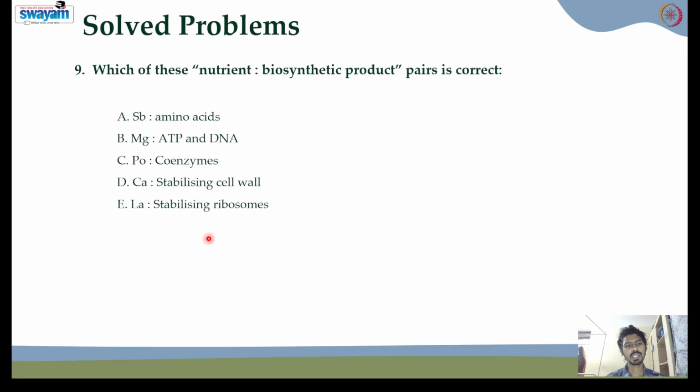So question 9: which of these nutrient and biosynthetic product pairs is correct? Option A, Sb, amino acid. Option B, Mg, ATP and DNA. Option C, Po, coenzyme. Option D, calcium, stabilizing cell wall. Option E, lanthanum, stabilizing ribosome. So among these, which nutrient and biosynthetic product pairs are correctly matched? You can post your answers.